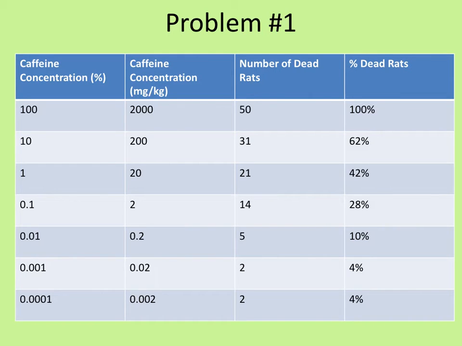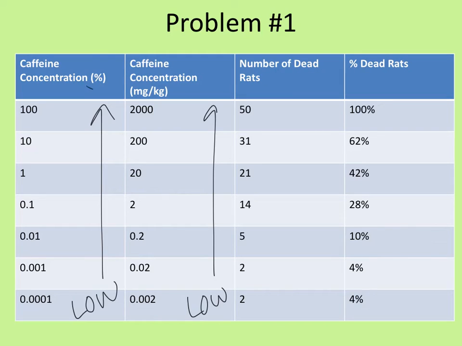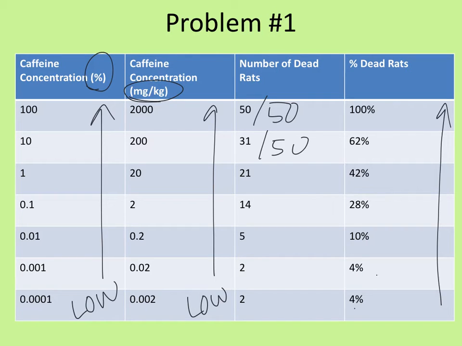Alright, so here's the solution to problem 1. Here's your concentrations, from the lowest concentration to the highest. We have percent and milligrams per kilogram for caffeine. Here's your number of dead rats. Remember, everything was out of 50, so I've already computed what this means in percent. So this is the percent. So you had 4, 4, 10, 28, 42, 62, 100.